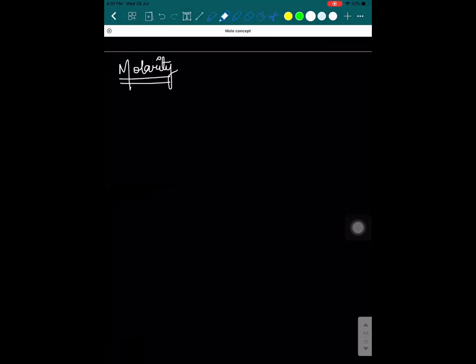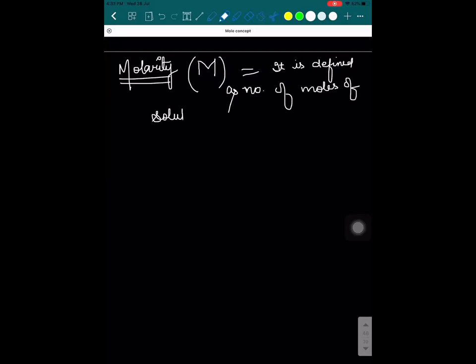Molarity, M-O-L-A-R-I-T-Y, represented by capital M. It is again a concentration term. How is it defined? It is defined as the number of moles of the solute dissolved. You can write it down, number of moles of the solute.